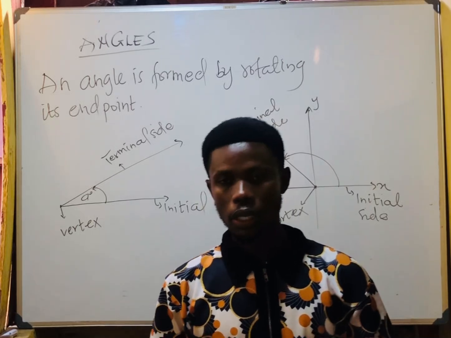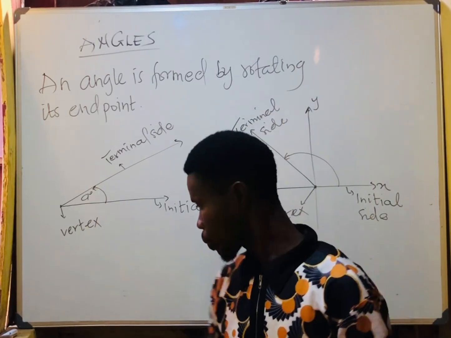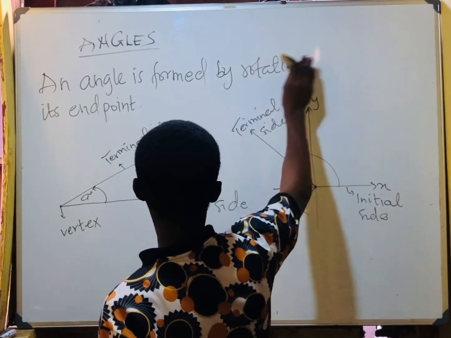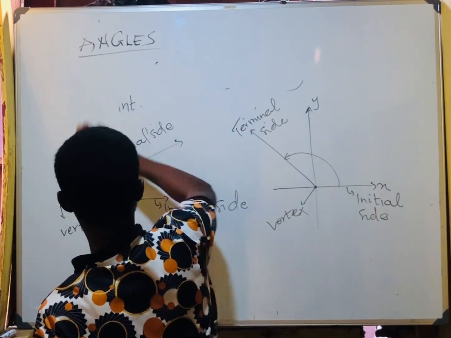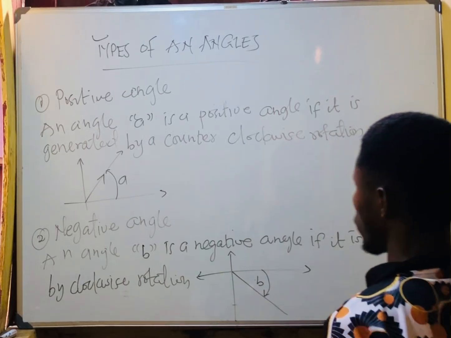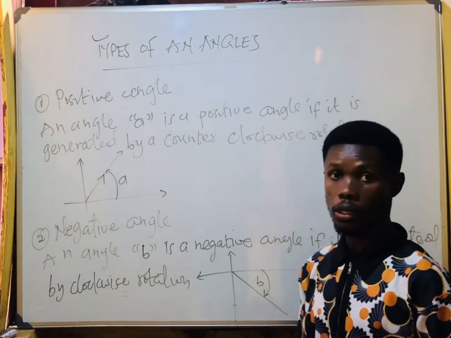So that is just the definition of an angle. Now let's look at types of an angle. Okay, so let's further look at this one. Types of angles. So we have the positive and the negative angle.